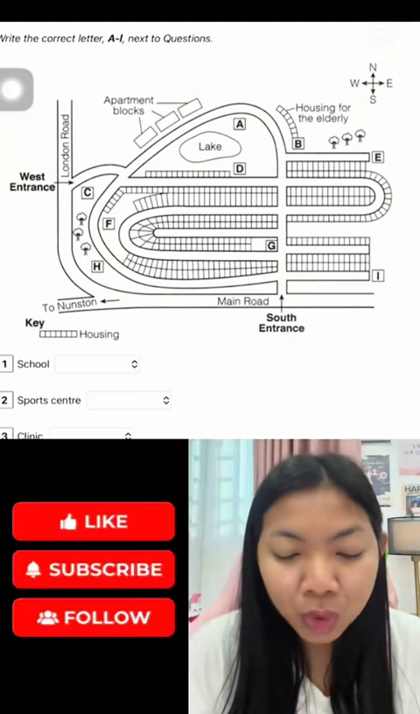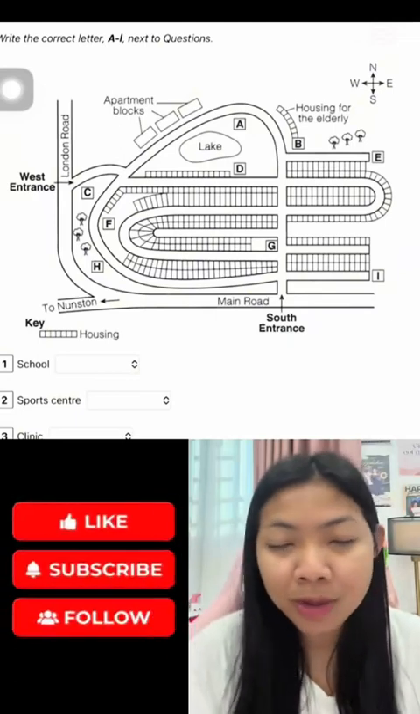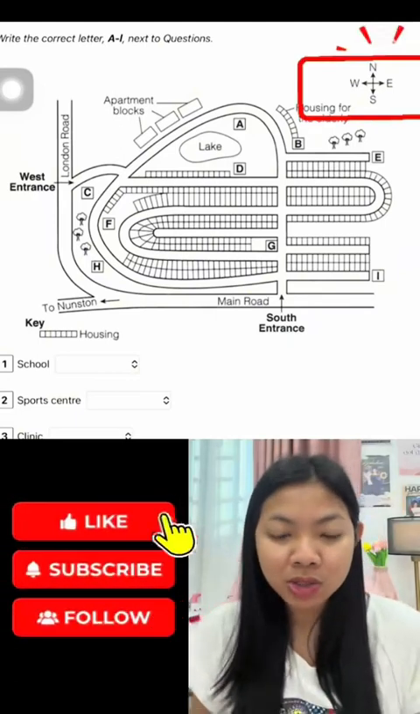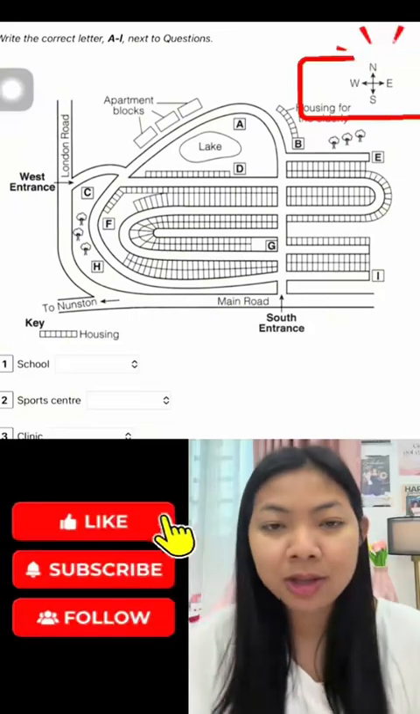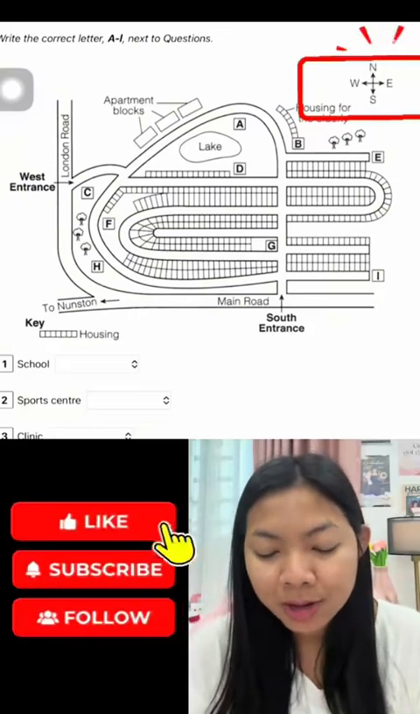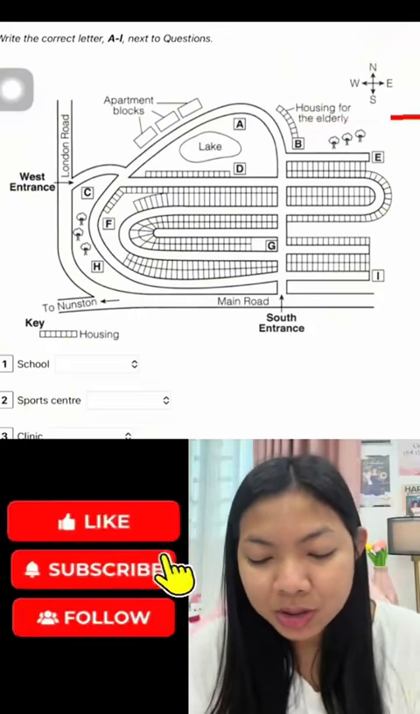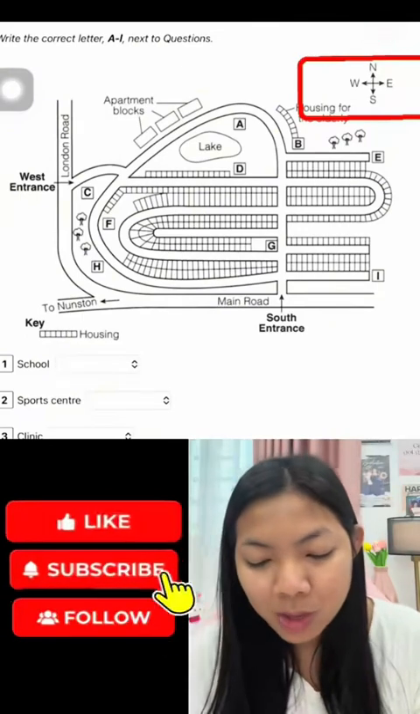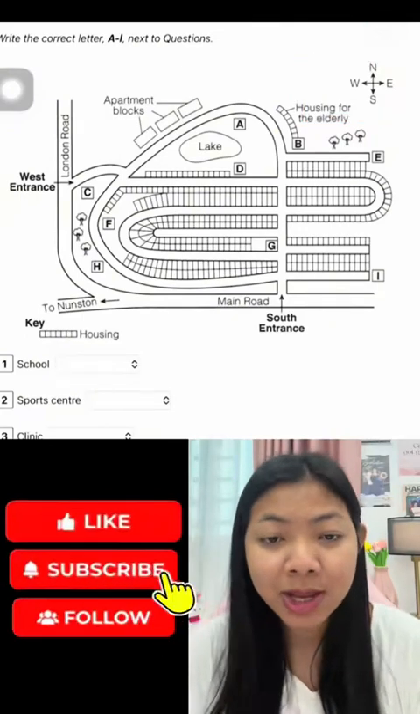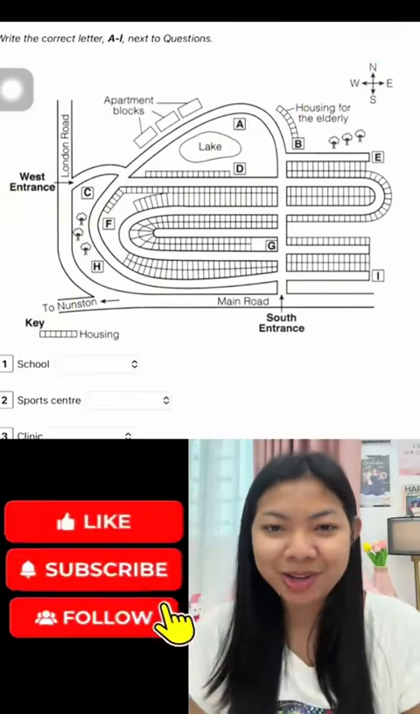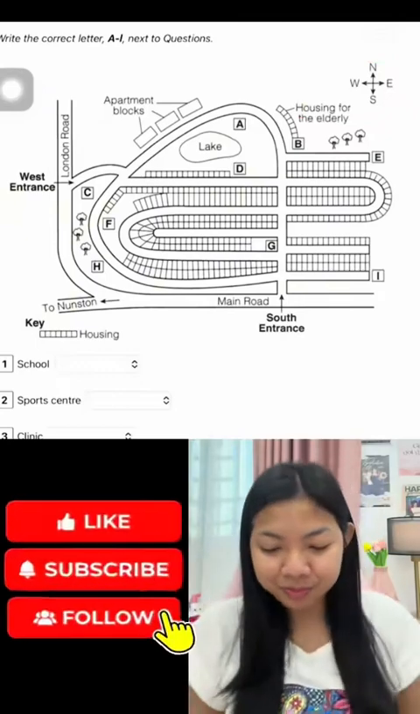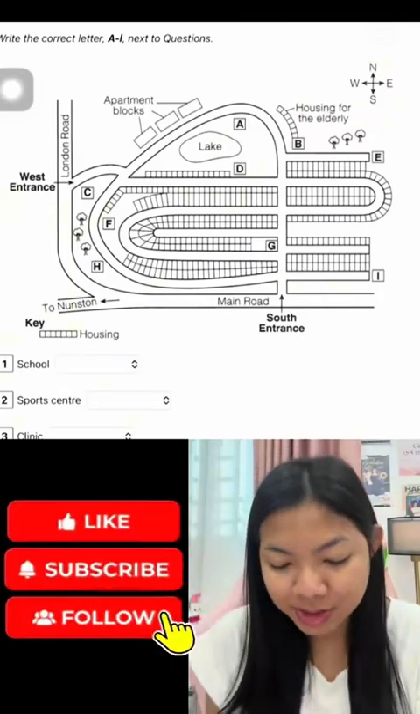And then if you don't know where north is, if you are not very familiar with the direction, you can also look at this one. It has already been given to you. So here is the north. This is the north, west, east, or south. So it has already been given to you in case you are not very clear with the direction.